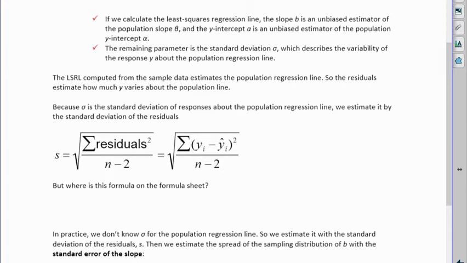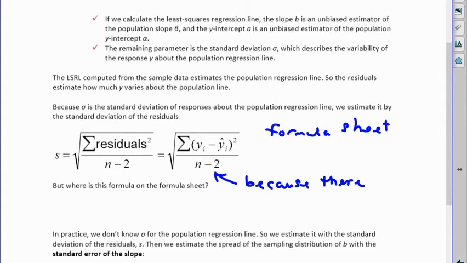So the standard deviation of the residuals will be, if you look on your formula sheet, the sum of the y minus the predicted y squared, add them up, and then divide by n minus 2. And why does it have n minus 2 instead of n minus 1? Because there is an unknown x and an unknown y.